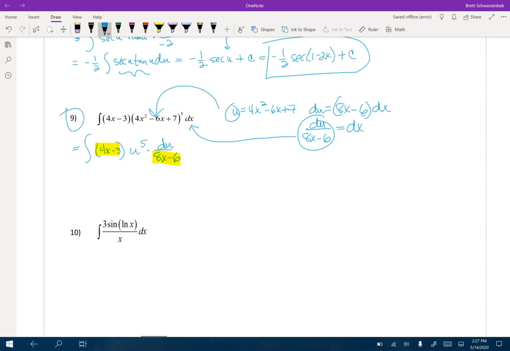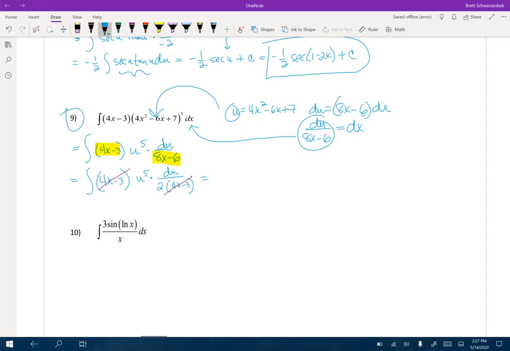You might need to look behind the curtain, so to speak, a little bit more. For example, if we bring this, again, u to the 5th, and du over 8x minus 6, doesn't that have a relationship to 4x minus 3? Hopefully you look at that and go, wait a second, I could take out a 2 from 8x minus 6 and get a 4x minus 3, which means this does cancel out, but we just so happen to have a constant left over. So what do we end up with?